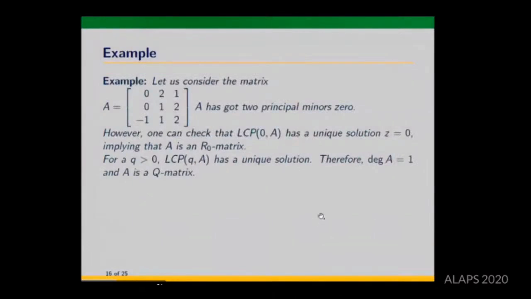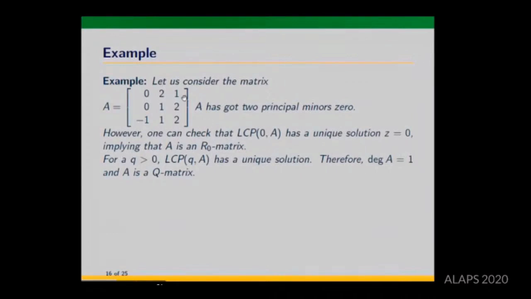So here, let us consider a matrix A. You can see that A has 2 principal minors which are equal to 0. These are the principal minors which are equal to 0. And so one can check that LCP (0, A) has a unique solution Z equal to 0.